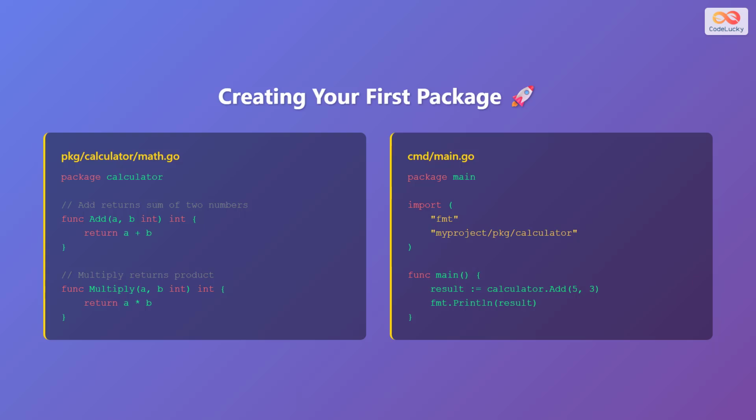Next, in the cmd directory, create main.go. This file imports the fmt package and your custom calculator package. The main function then calls the Add function from the calculator package and prints the result to the console using fmt.Println.